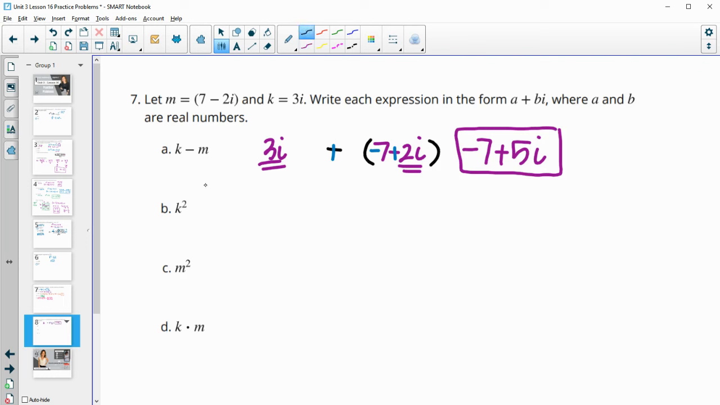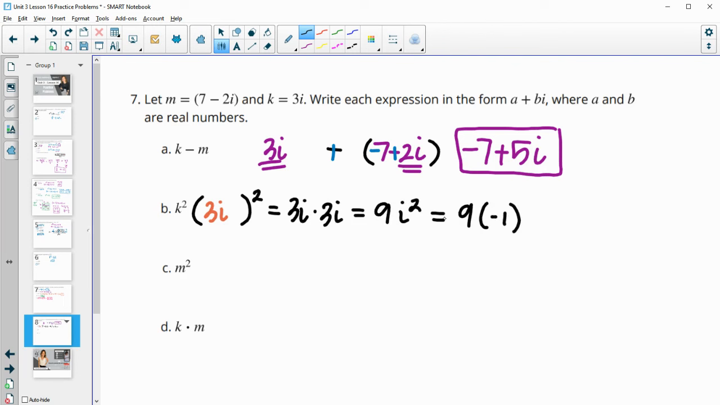This next one will be k squared. So we're going to take the k term, which is 3i, and square it. So 3i squared. You can bring the 2 into each piece and do 3 squared and i squared, or you can think of it as 3i times 3i. So then 3 times 3 is 9, and i times i is i squared. Then we'd be doing 9 times negative 1 because i squared is negative 1, so this would be negative 9.